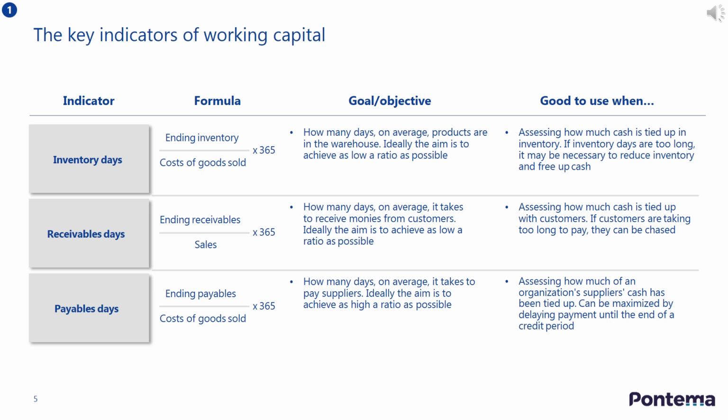Secondly, receivables days measure how many days on average it takes to receive monies from customers and assesses how much cash is tied up with customers. Ideally, this ratio needs to be low, but the provision of credit terms to customers may be necessary to seal the deal. And thirdly, payables days measures how many days on average it takes to pay suppliers and assesses how much of an organization's suppliers' cash has been tied up. Ideally, this ratio needs to be relatively high. However, it is important that payments are made within the agreed terms.